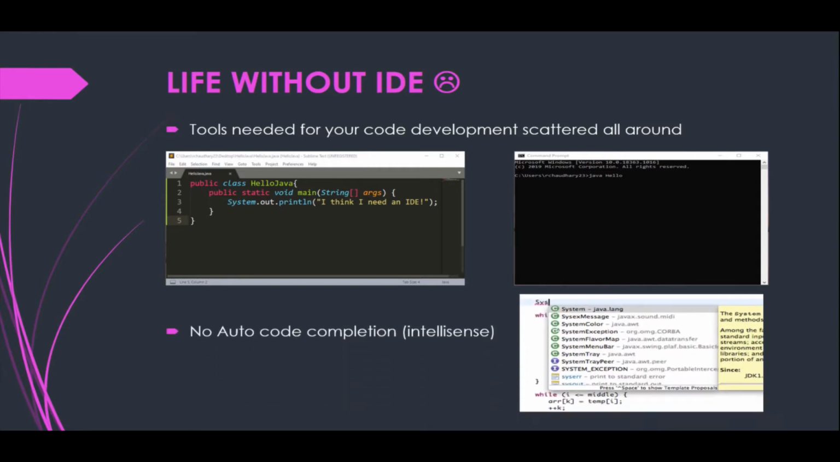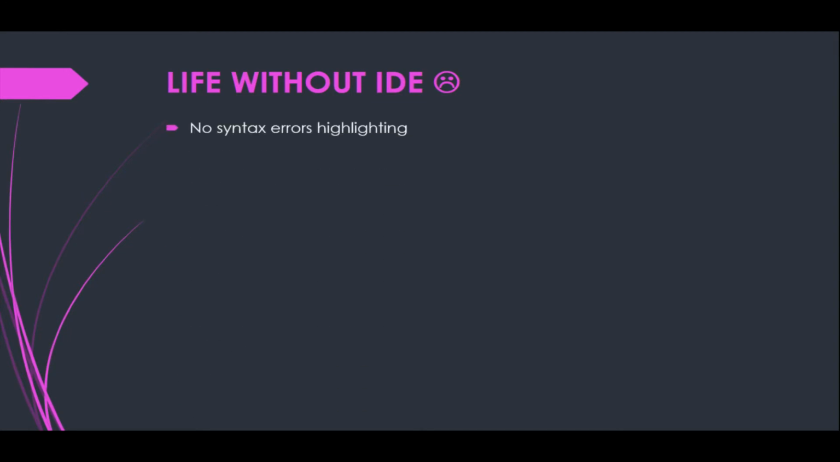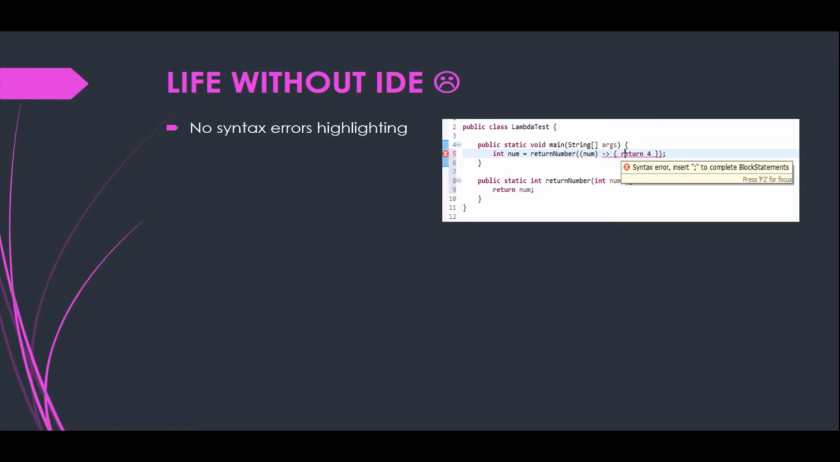Another thing which we miss out on is auto code completion or the IntelliSense feature. This feature is a blessing for each and every developer, and not having it means you will have to remember all the class names and method names while writing our code. Trust me, not having this feature is a curse for each and every developer. Then we don't get the syntax error highlighting feature, and that means that we will have to remember language syntax. Otherwise, we will only get to know these problems when we actually compile our code.